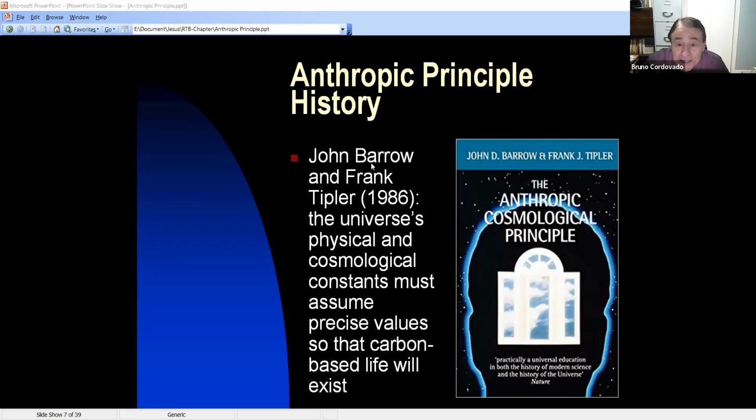Then in 1986, John Barrow and Frank Tipler wrote a book called Anthropic Cosmological Principle, where they realized that the various constants of physics have to assume precise values so that life that's based on carbon can exist. And since then, others have proposed that life could maybe be based on other elements besides carbon, but none of them work.